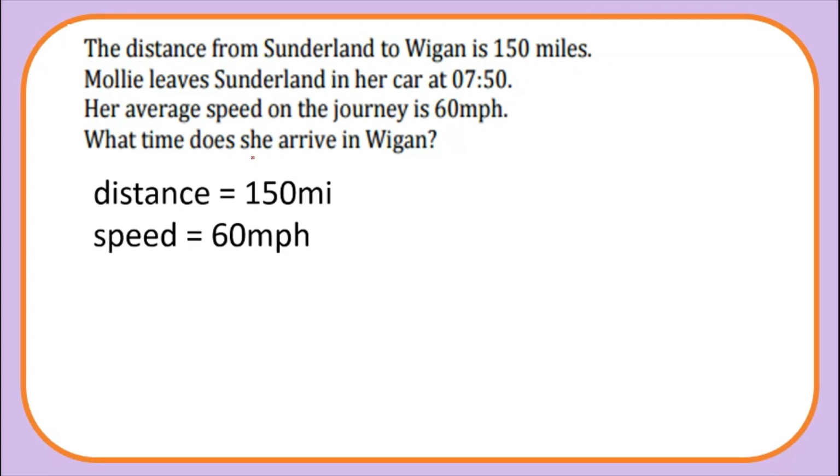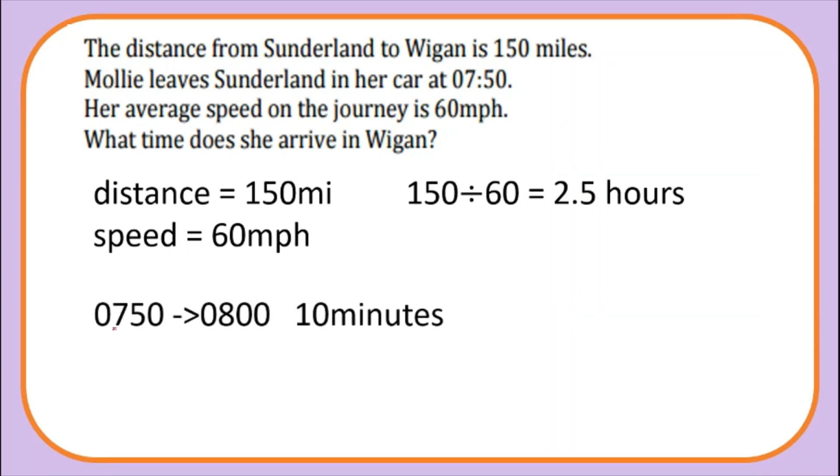First, if we're going to find out when she arrives, we need to work out how long it takes. So I'm going to do 150 divided by 60 to get 2.5 hours, or 2 hours and 30. And actually 2 hours and 30 is a more useful way of thinking about this.